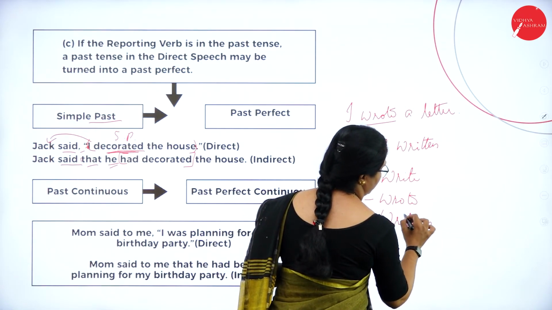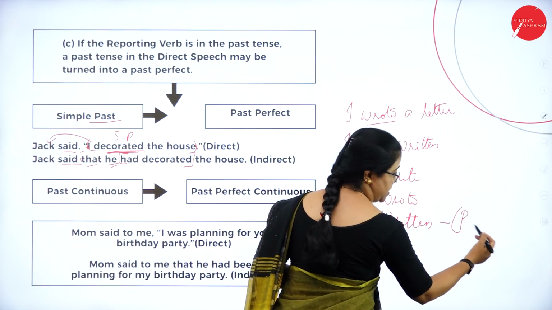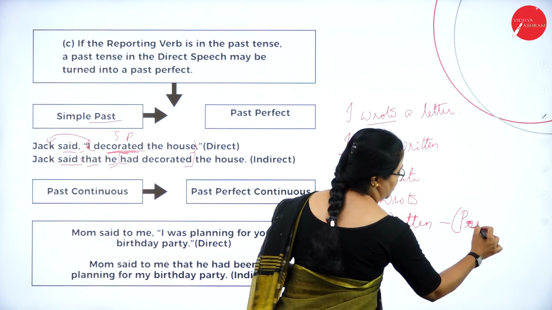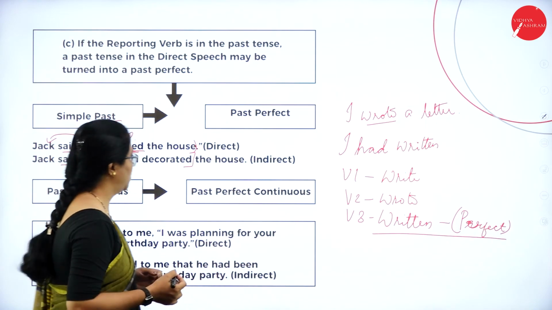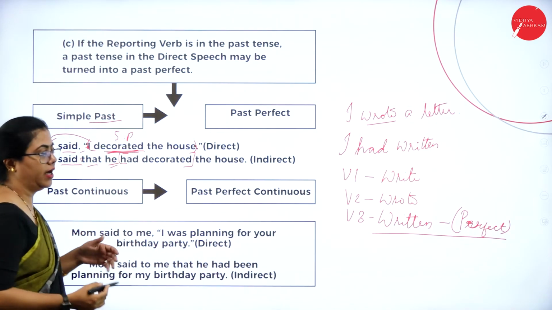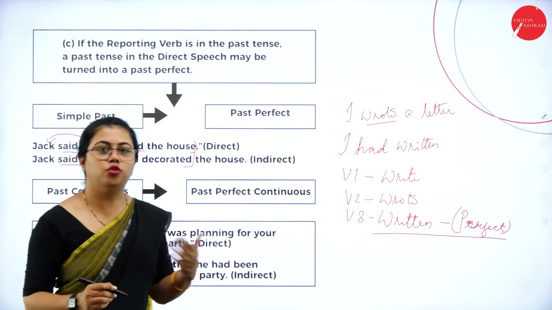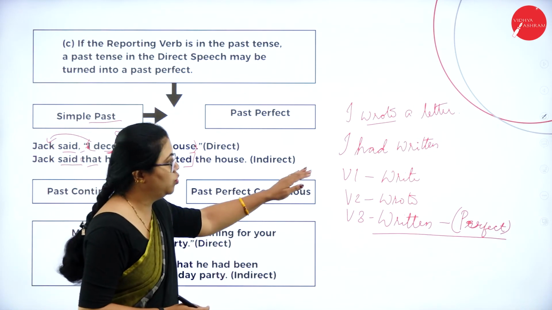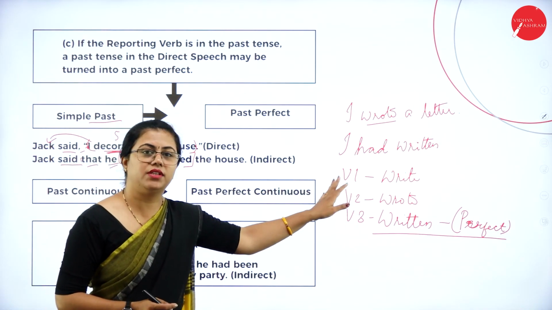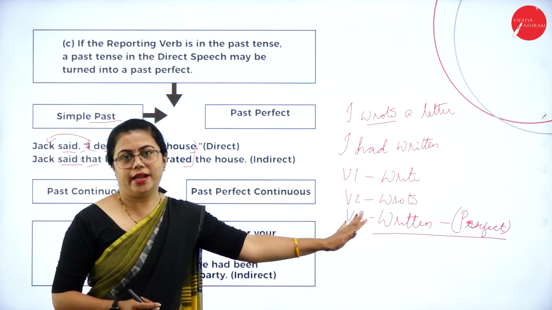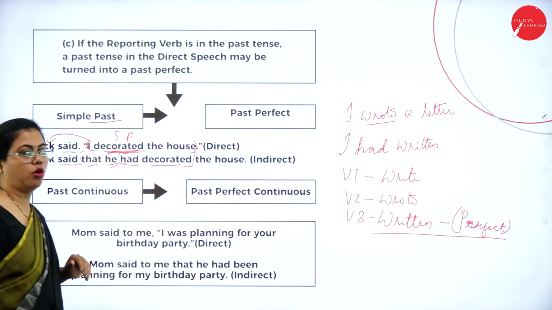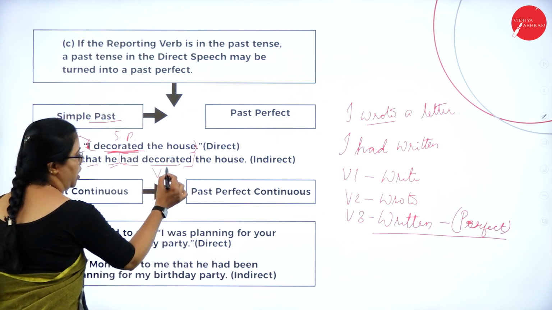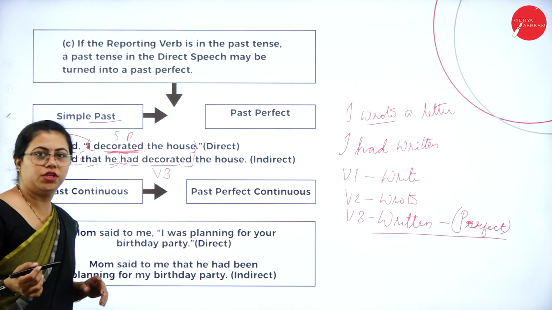So whenever you are changing from present perfect to past perfect, you need to use this form of the verb only. So that is what I am using here, decorated. Decorated has only two forms of verbs, V2 and V3, both are the same. Whenever V2 and V3 are different, you need to pay a little attention. So here it is had and the V3 form of the verb. Whenever you are writing, you have to write the V3 form of the verb only.